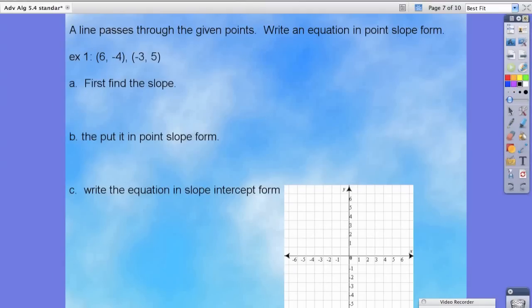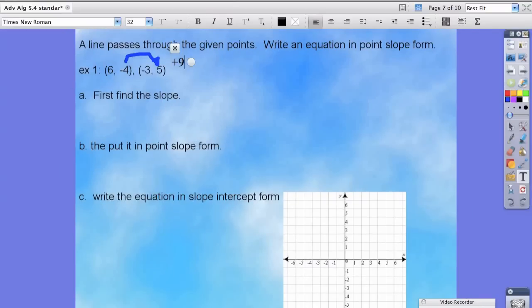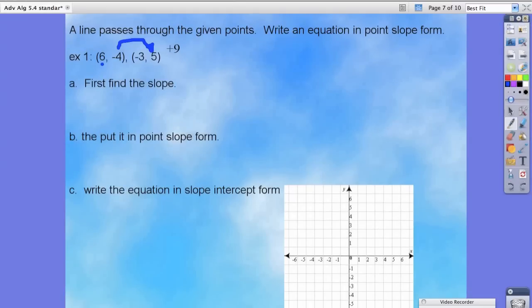Now we're going to do a line that passes through the given points. Write an equation in point slope form. So, like it says in A, we're going to first find the slope, B, put it in point slope form, and C, write the equation in slope intercept form. So of course it says find the slope first. So we're going to connect the dots, or draw arrows from one y to the other y. And we're doing the y's on top. So from -4 to 5, we had to add 9. And for the x's, which we always do on the bottom, 6 to -3, we had to subtract 9.